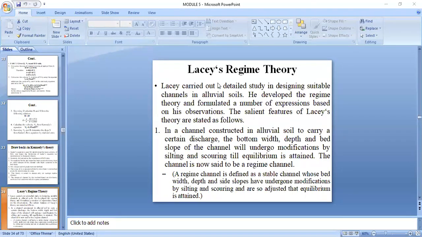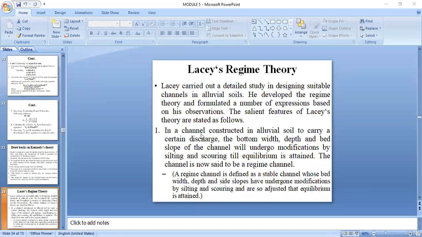So according to Lacey's regime theory, in a channel constructed in alluvial soil to carry a certain discharge, the bottom width, depth and bed slope of the canal will undergo modification by silting and scouring till equilibrium is attained. Since all the channels which flow in alluvial soils are natural soil, according to Lacey, the channel will form its own cross section during the course of time. The natural channel will form its own section, such as the width of the channel, the depth of the channel, and the slope of the channel.